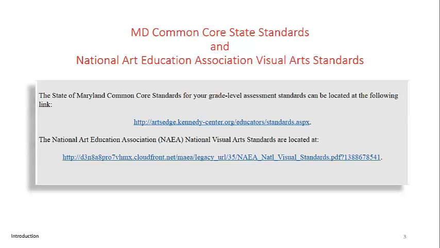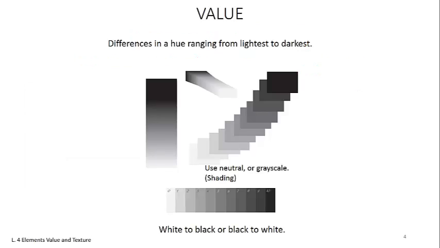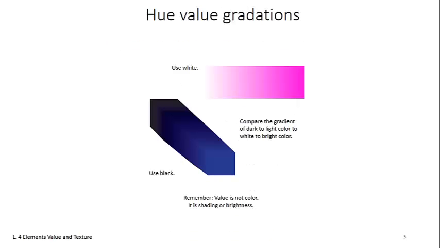Texture may be actual or simulated. Actual textures can be felt with the fingers. Simulated textures are suggested by artists in their work. Texture refers to surface. Everything that has a surface has a texture. There are two kinds of texture: tactile touch, which is 3D texture, and visual illusion, which is 2D texture. Be sure to add tactile touch and visual illusion to your vocabulary terms or art journal.